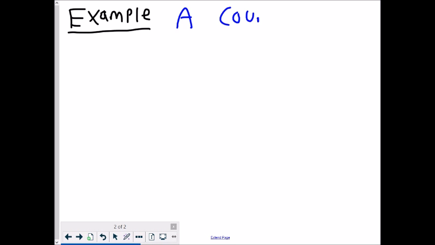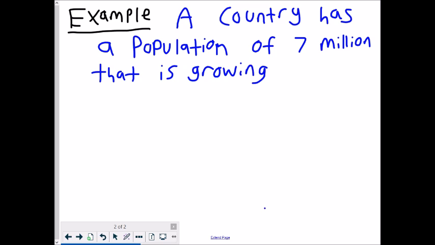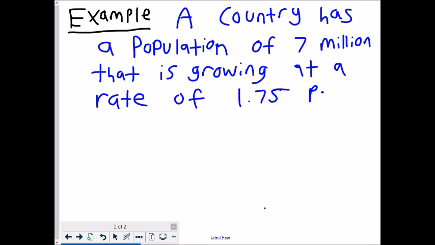A country has a population of 7 million that is growing at a rate of 1.75% per year.